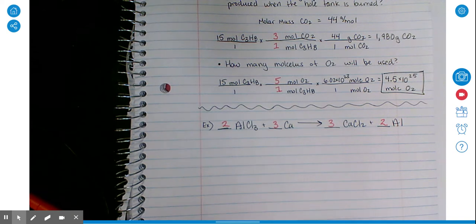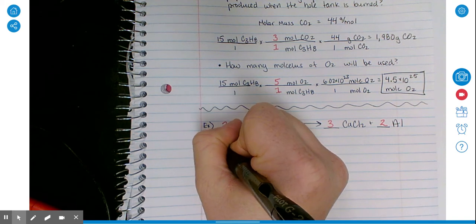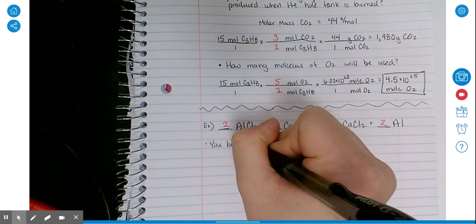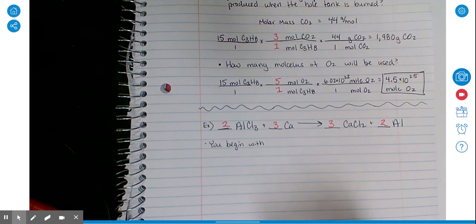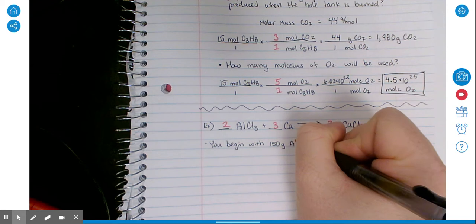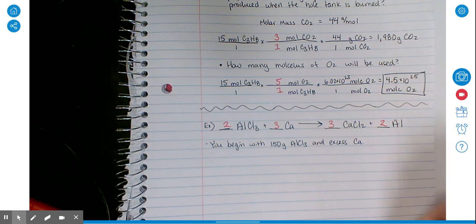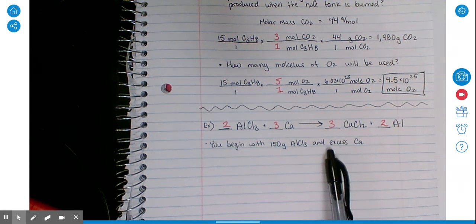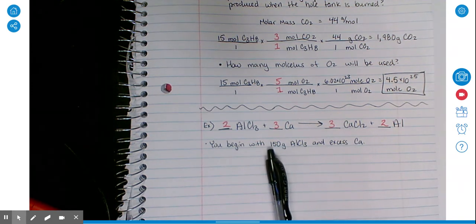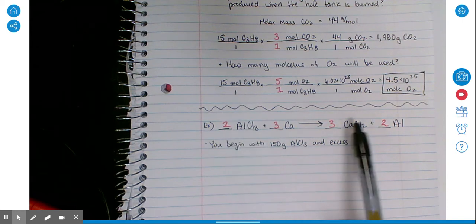Now, I'm going to say for this particular chemical reaction, we are going to begin with 150 grams of aluminum chloride and excess calcium. Now, we don't care a whole lot about this sentence yet, but that'll become important later. I'm just saying, assume aluminum chloride is going to be the reactant that determines how much product you can make. So we are going to begin with 150 grams of aluminum chloride and excess calcium.